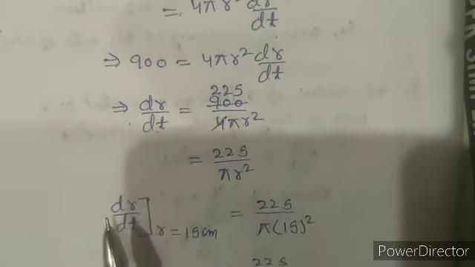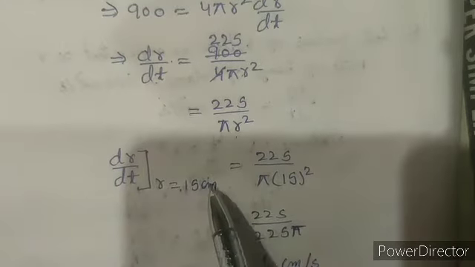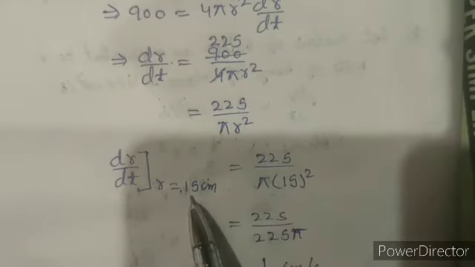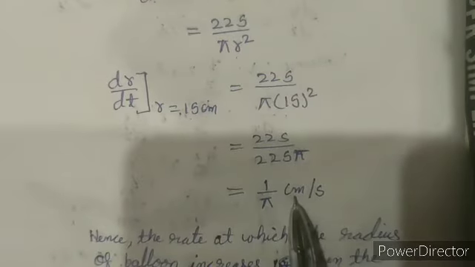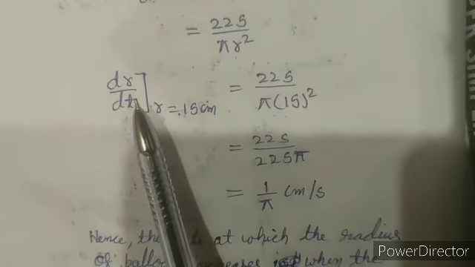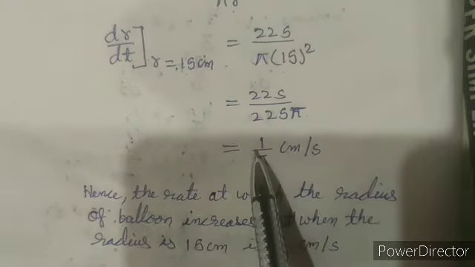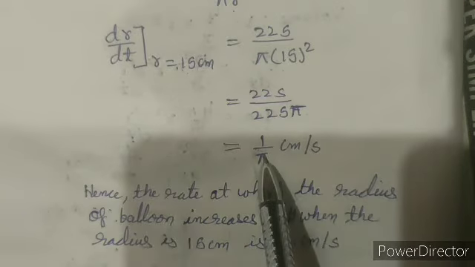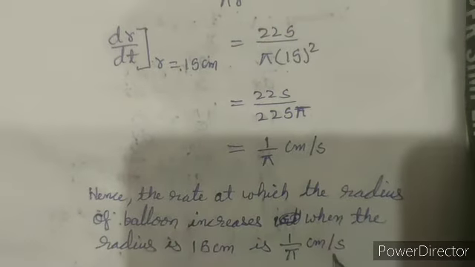Now we have to find the rate of change in radius when r equal to 15. So dr by dt at r equal to 15 will be 225 upon pi into r square. Now in place of r square we will put the value of r, that was 15 here, and that will give us 1 upon pi centimeter per second. Hence we can say the rate of change in the radius of the balloon is positive, so the rate at which the radius is increasing when radius is equal to 15 centimeter is 1 upon pi centimeter per second.